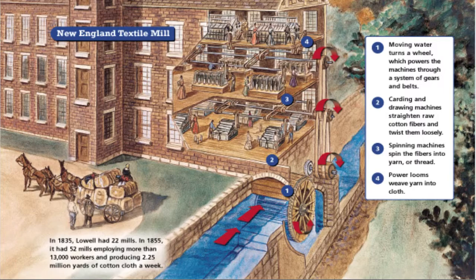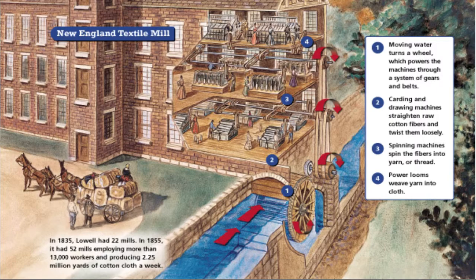You can see there it tells you in 1835, Lowell, Massachusetts, which was a New England town that set itself up around these factories, had 22 mills. Within 20 years, it had more than doubled that and was producing 2.25 million yards of cotton cloth per week.